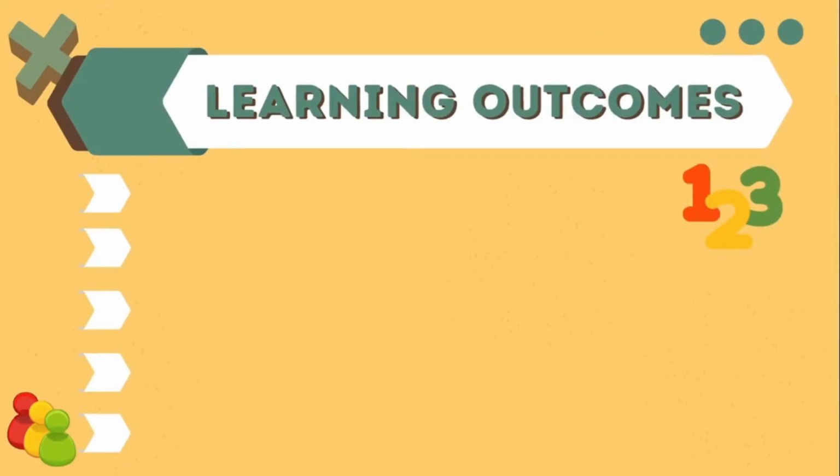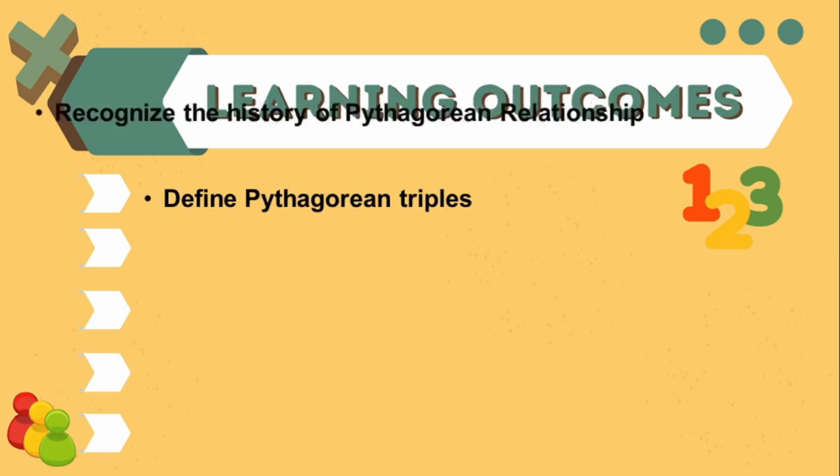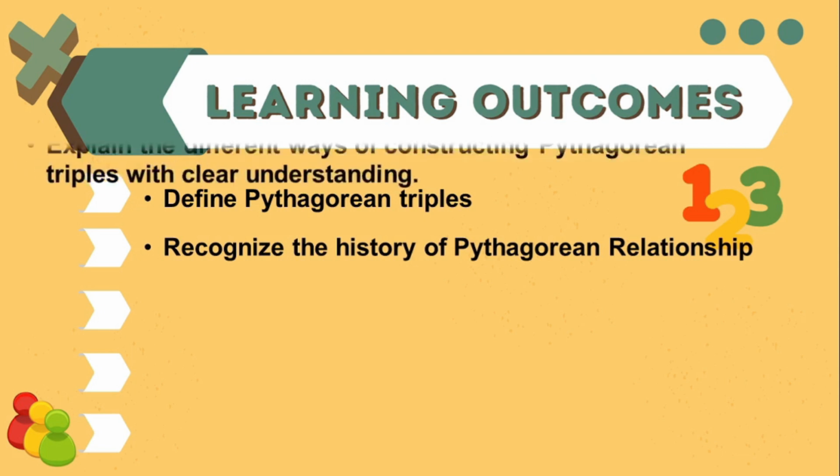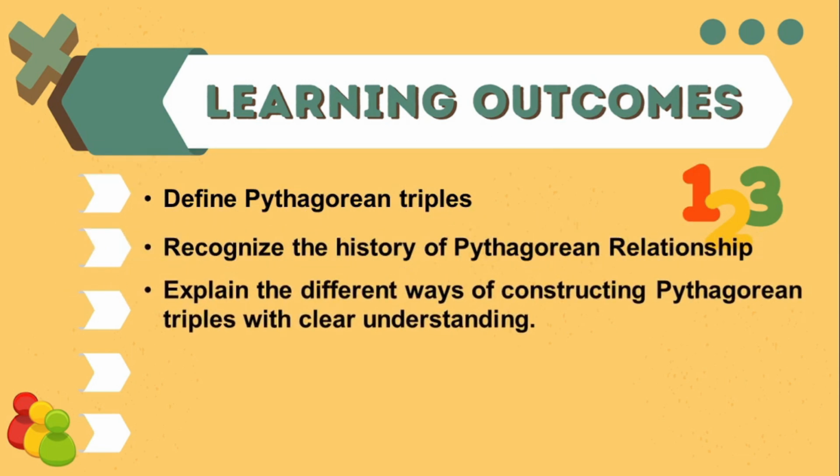The learning outcomes. Define Pythagorean triples. Recognize the history of the Pythagorean relationship. Explain the different ways of constructing Pythagorean triples with clear understanding.